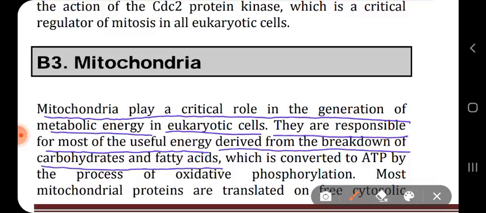So the carbohydrates and the fatty acids are broken down within the cell via glycolysis, Krebs cycle, and electron transport chain, and they will be converted into ATP by the process of oxidative phosphorylation, as we know.